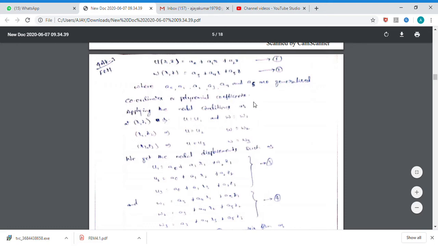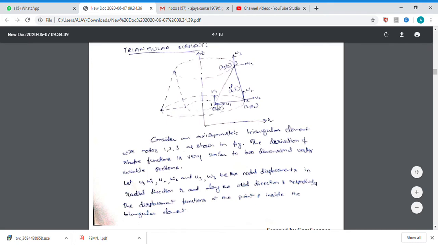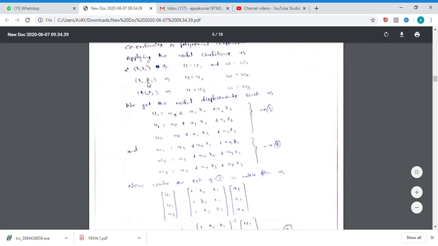You know that thing. At node 1, with coordinates r1 and z1, its deformations are u1 and w1. Already I explained in the diagram initially. If you observe this particular diagram, at node 1 the deformations are u1 and w1, and the remaining things also I explained. The same thing I wrote here, the boundary conditions. At node 2, with r2 and z2, its deformations are u2 and w2. At node 3, with r3 and z3, its deformations are u3 and w3.